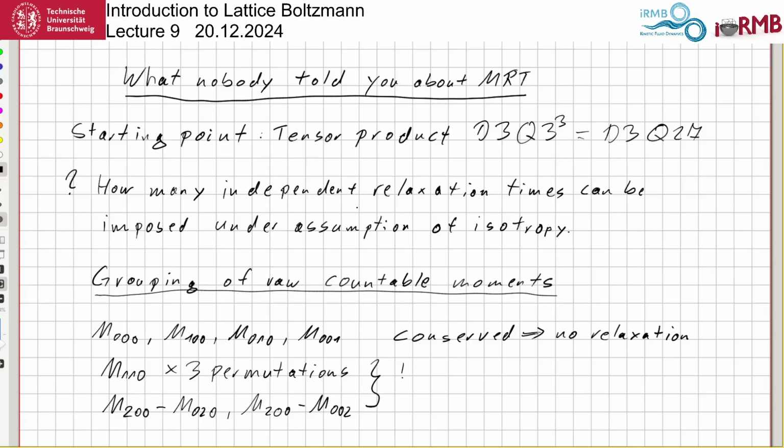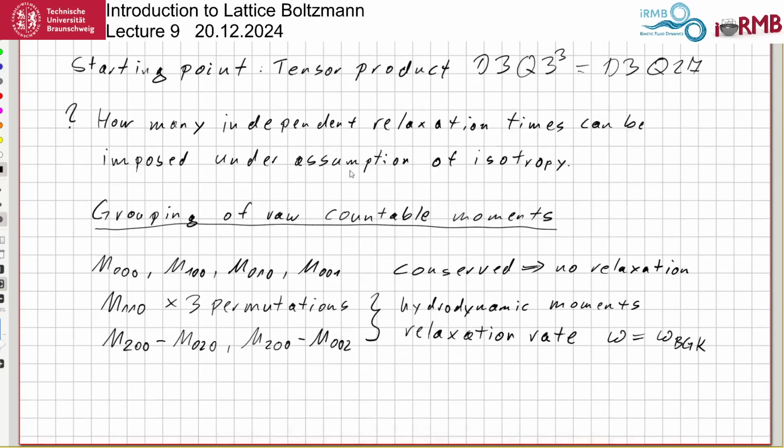Let's say, so these are the hydrodynamic moments. The hydrodynamic moments that relax, whatever, the relaxation rate of them is omega, the same as in BGK. So these guys are fixed. And then we have the one that gives us the pressure.